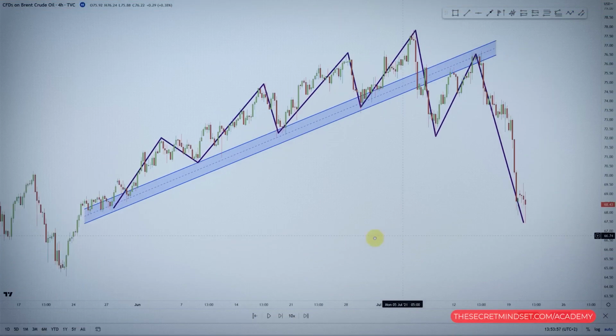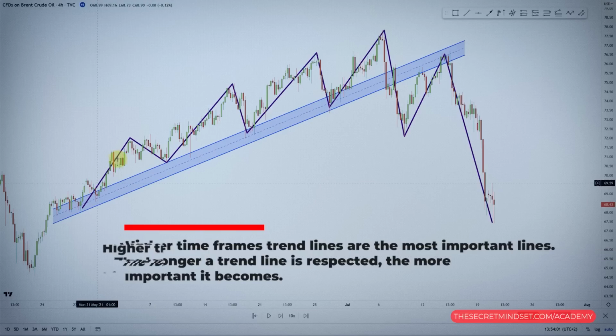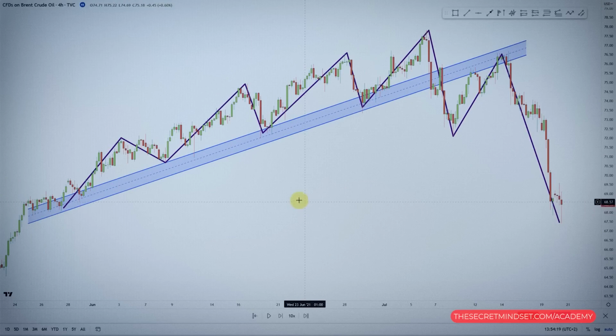And, as in the case of support and resistance levels, higher timeframe trend lines are the most important lines. The longer a trend line is respected, the more important it becomes. A trend line that extends over 2 weeks will always be considered more important than a line that only extends over the course of a trading session. To get the very best results with trend lines, use higher timeframes, like the 4-hour or the daily charts.